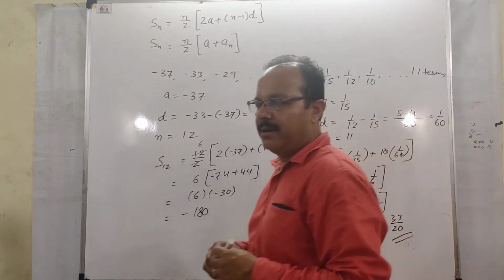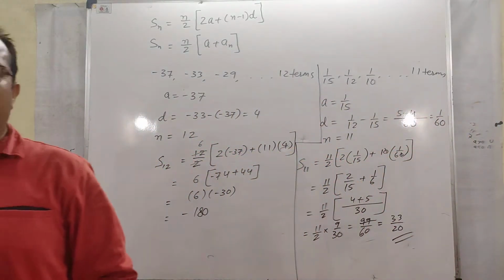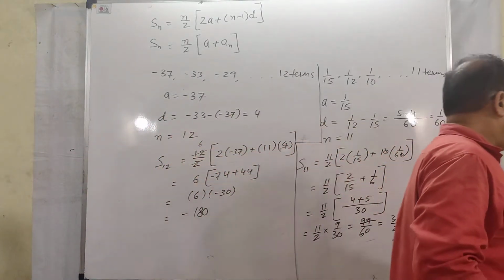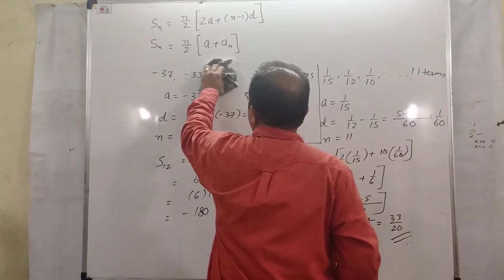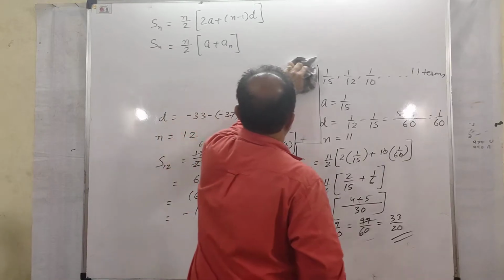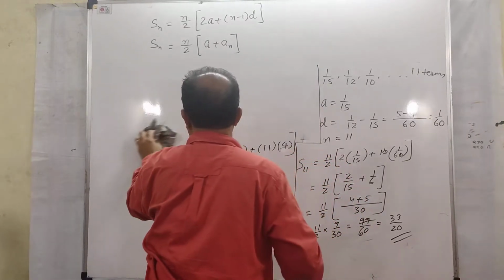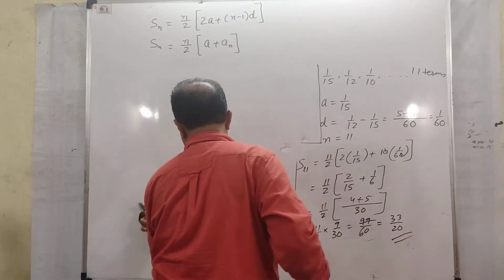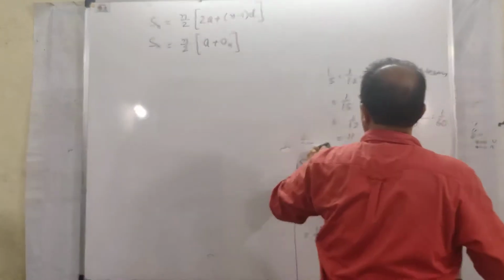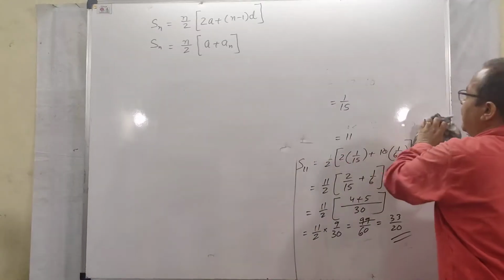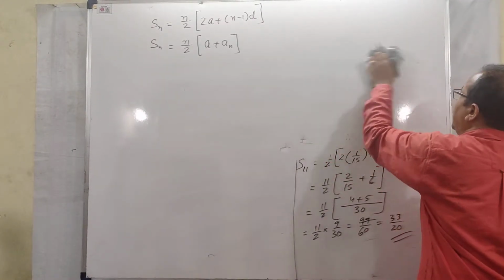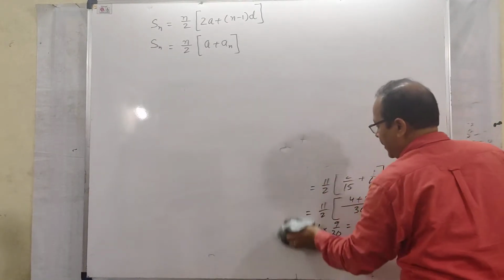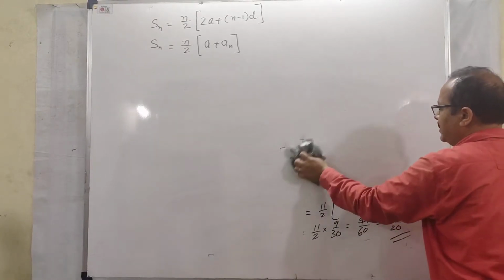33 upon 20 will be the answer. So this is all about the first question. Only two parts I have solved, students. The rest of the two parts you try to solve, and if you cannot, you will definitely get the answer. There is no question of not getting the answer, because there is only one formula, and using that formula, I think it is not difficult for you to get the answer.